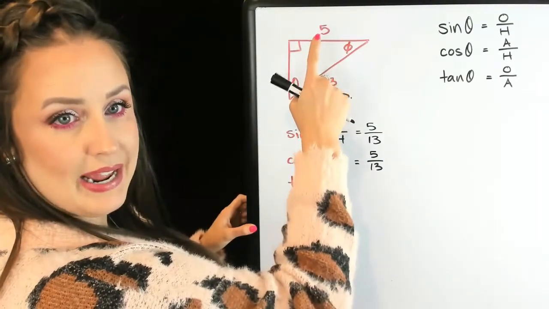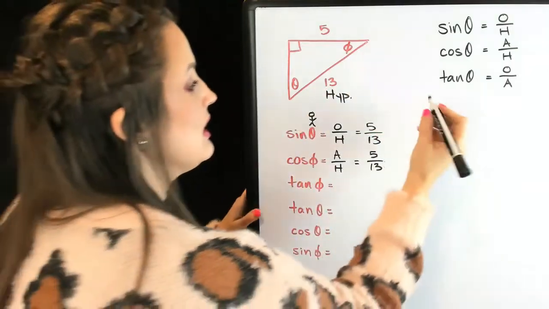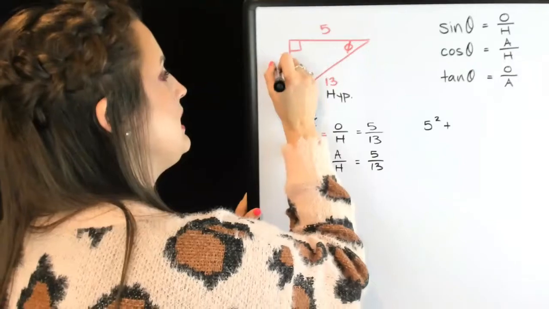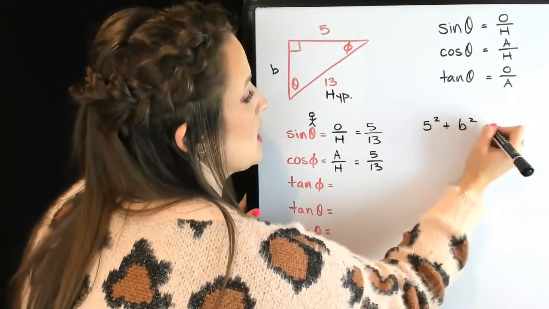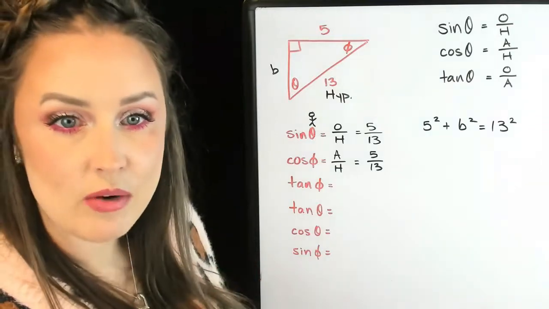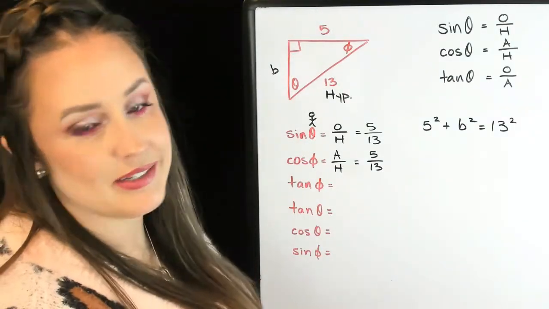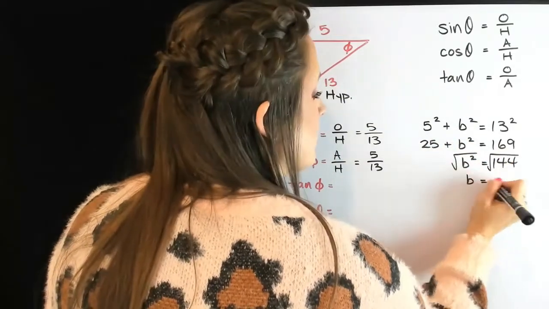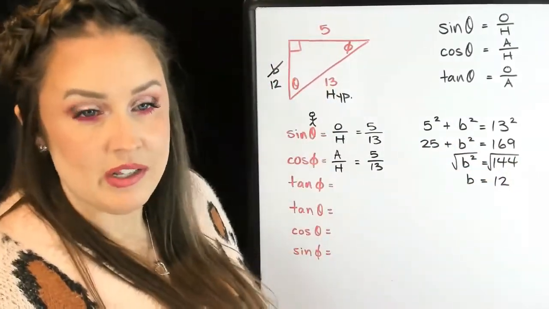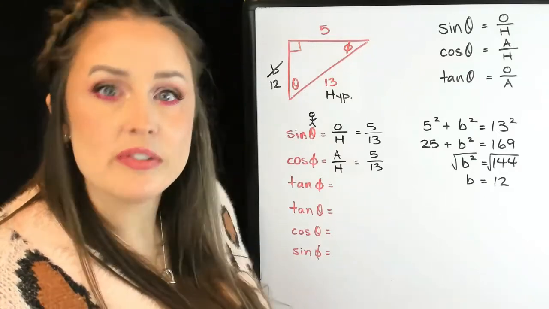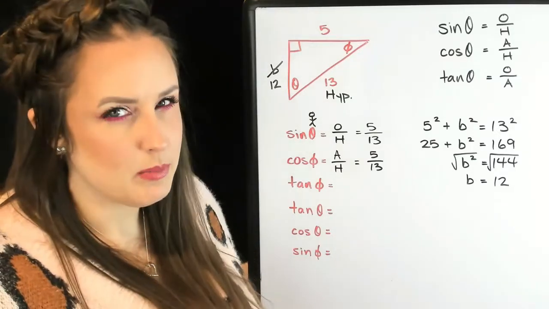So this is going to be A, B, and C. We're going to go 5 squared plus, let's just call this one B, B squared equals 13 squared. Let me solve that out really quick and we'll know how long that is and then we can proceed with the problem. B is 12. So now we can actually finish the rest of these because we know all 3 sides. Now we could have started with that, but sometimes you don't realize you might need to.